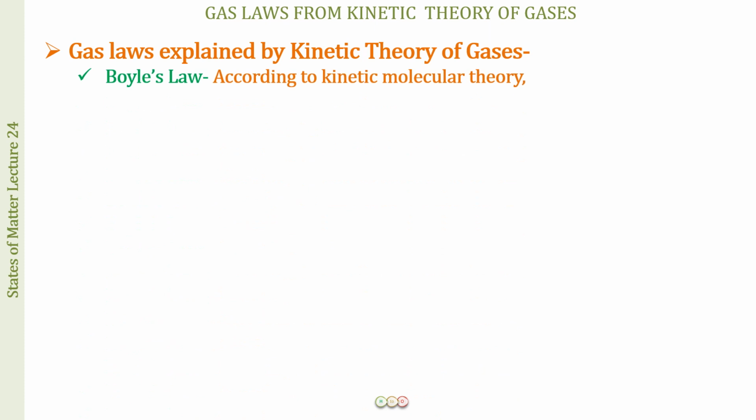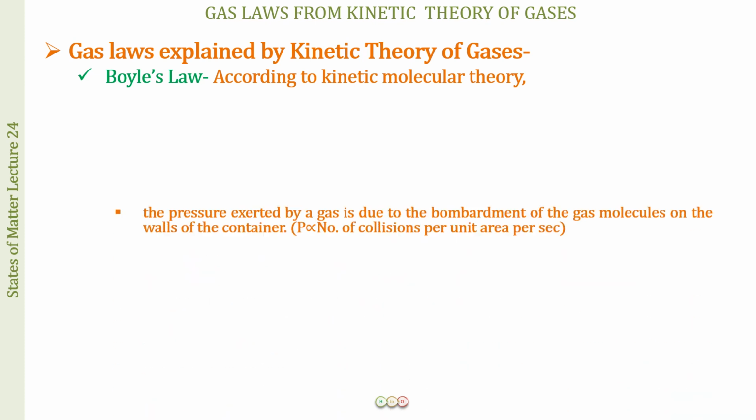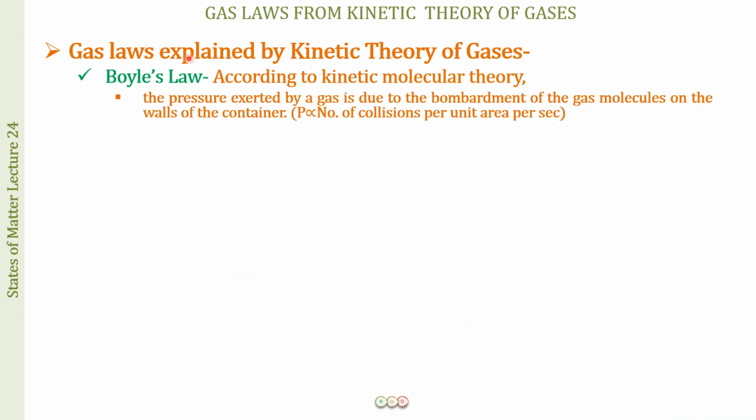So the first gas law that we studied was Boyle's Law, right? And now we are going to explain Boyle's Law according to the kinetic molecular theory of gases. According to the KTG, the pressure exerted by a gas is because of the bombardment of the gas molecules, or the collision of the gas molecules, on the walls of the container. So what this means is that the pressure is proportional to the number of collisions per unit area per second, right? I hope this is all clear to you.